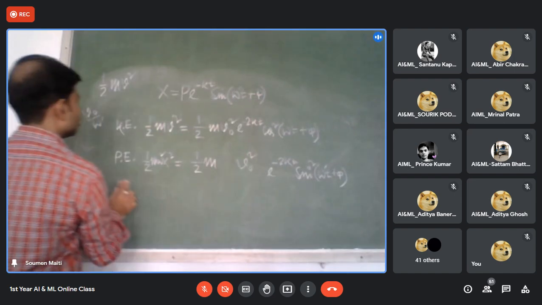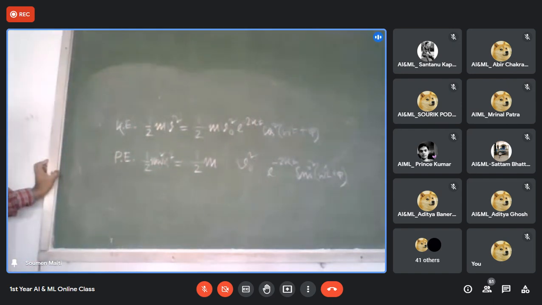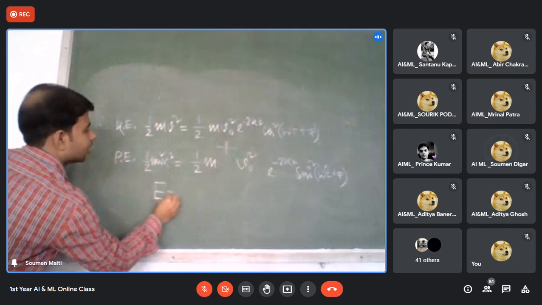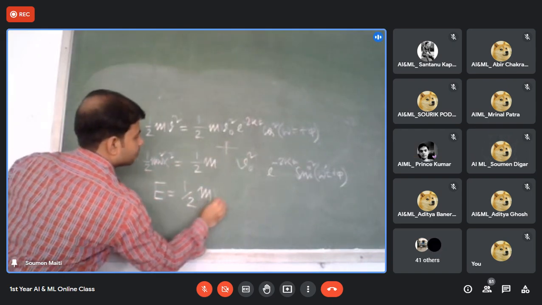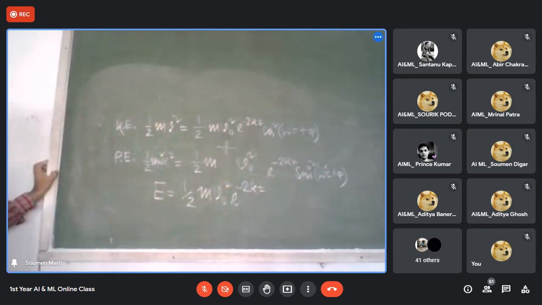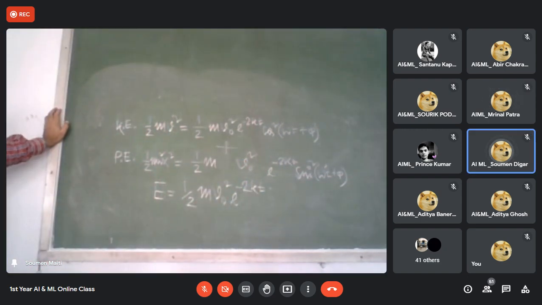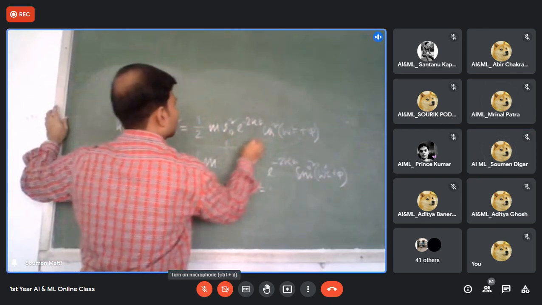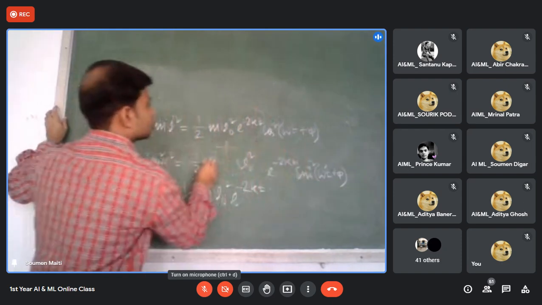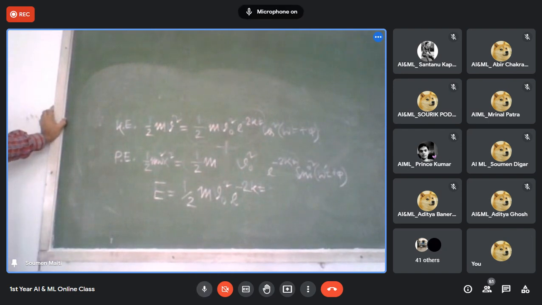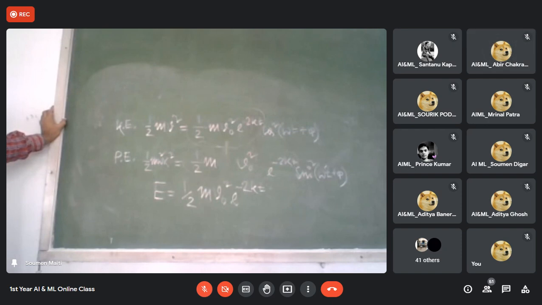Okay, so what is the total energy? Total energy is nothing but the sum of this one. So half m v naught square e to the power minus 2kt, half m v naught square into e to the power minus 2kt. This is cos square, this is the common part in both, cos square plus sin square equal to 1. That is nothing but, yes or no?